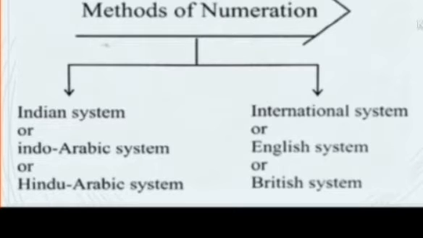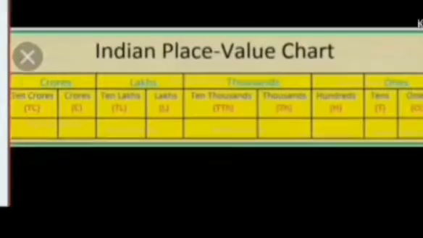The Indian system is also called the Indo-Arabic system and the Hindu-Arabic system. Those two names we also use. And the international system is also called the English system and the British system. Now what we are using is called the Indian system. Okay, let us learn the difference between the Indian system and the international system.